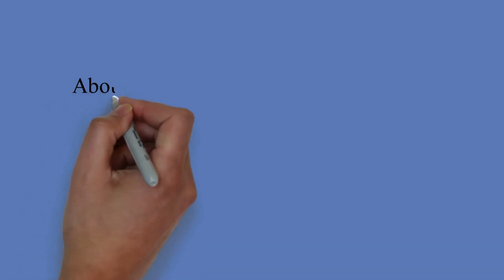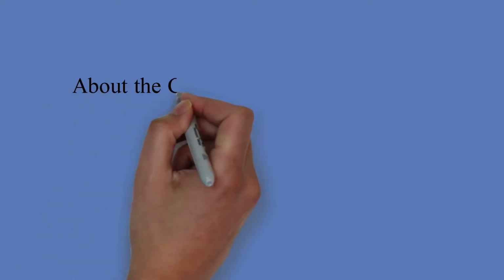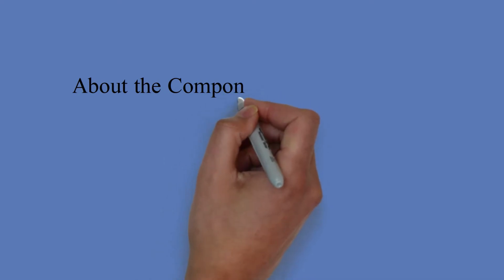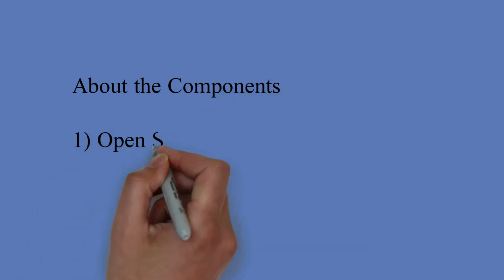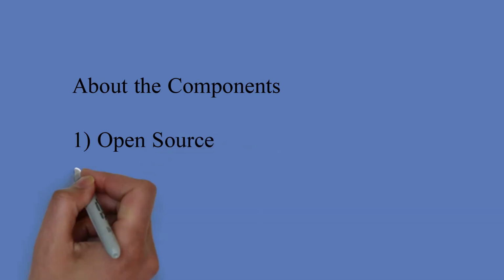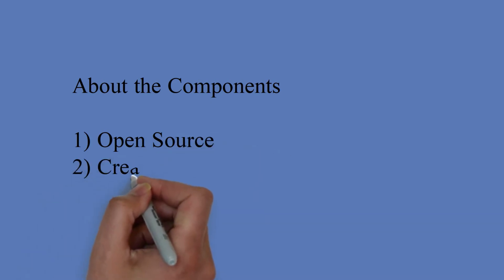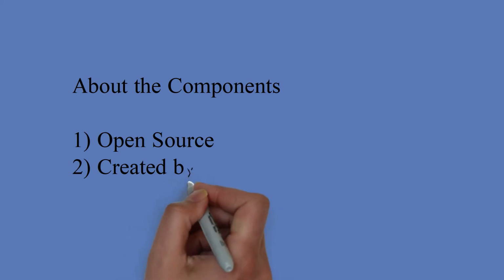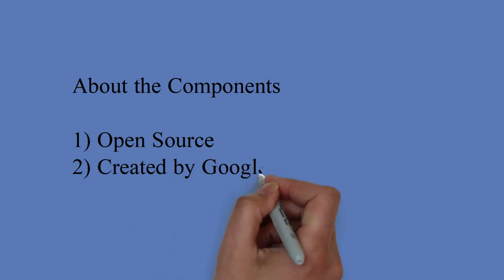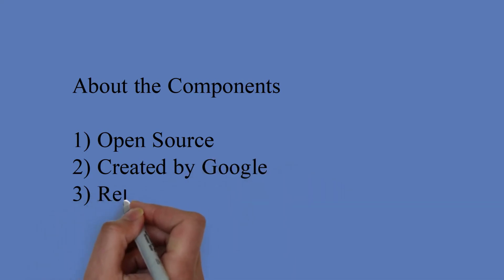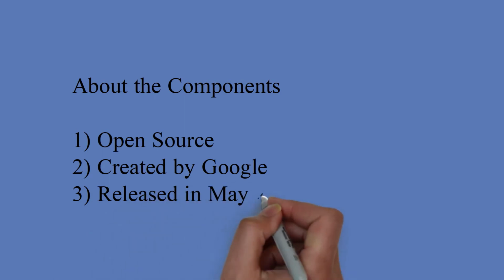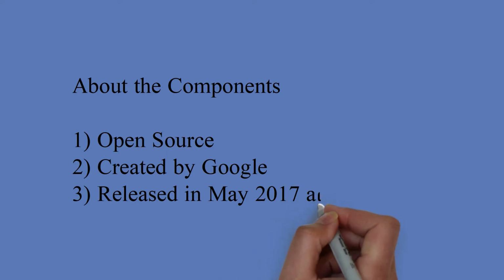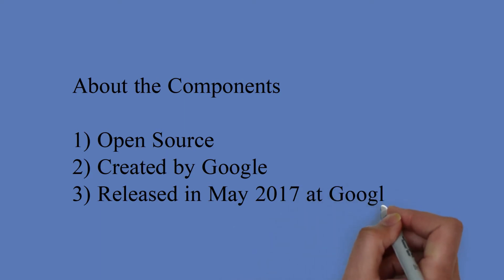In this chapter, we will discuss architecture components in detail. The Android architecture components are a set of open source libraries that were created by Google to help developers create robust, maintainable apps for the Android platform. They were originally released in 2017 at the Google I/O conference. They have been used extensively in many commercial apps since then.